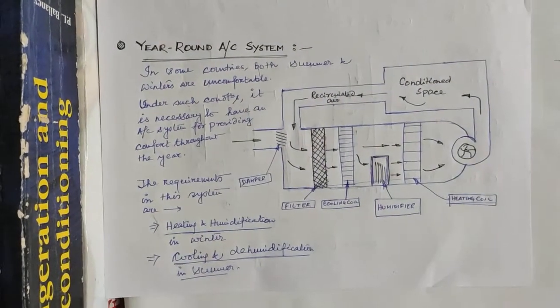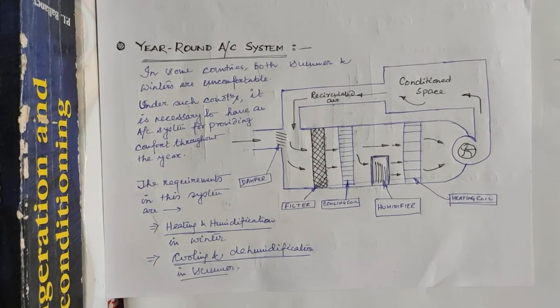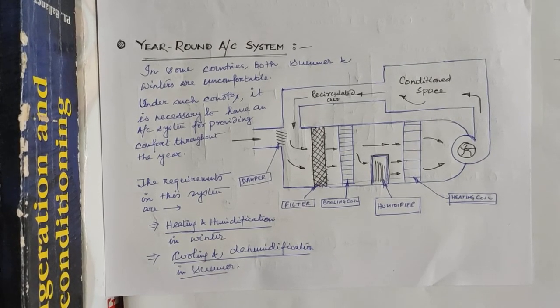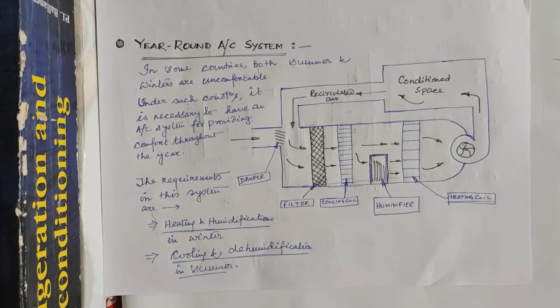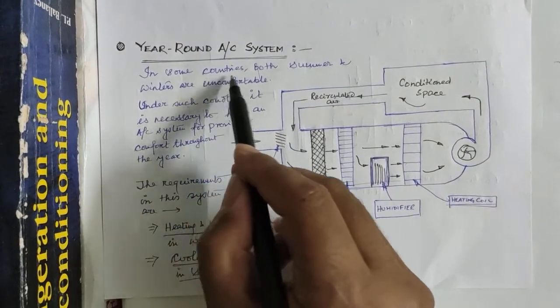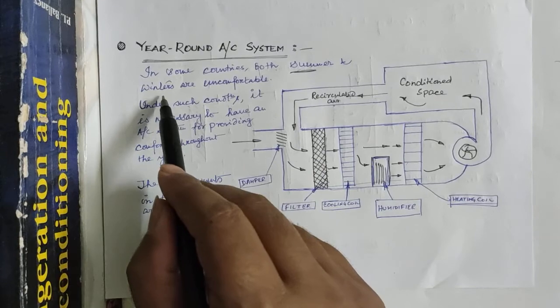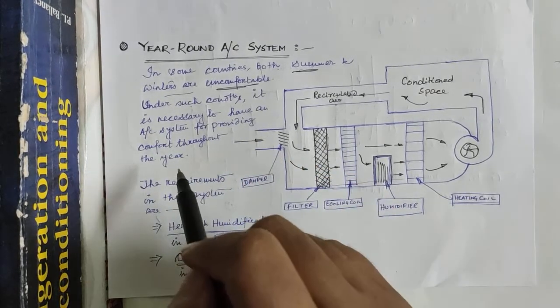Now the last process, that is called the year-round air conditioning system. Since the name is year-round, this system can be used throughout the year. And in some countries, what is the application of the system, or where can we use the system? In some countries, both the summer season as well as the winter season are uncomfortable. That means the weather of the winter as well as summer is uncomfortable.